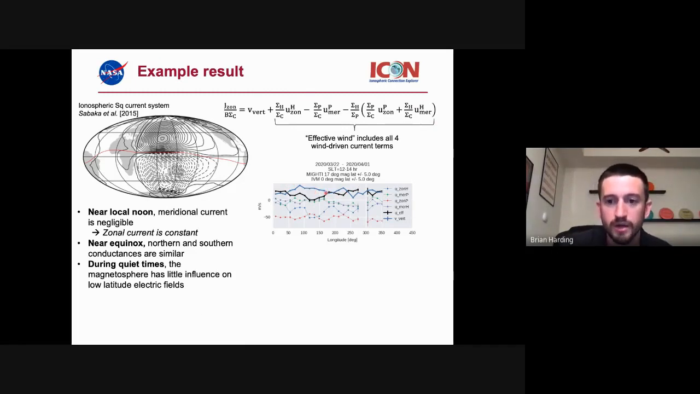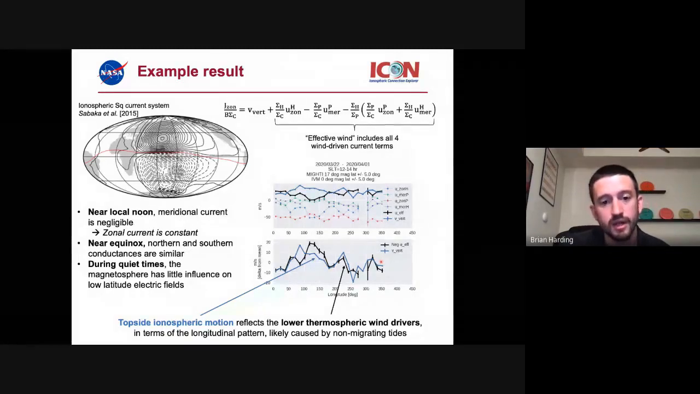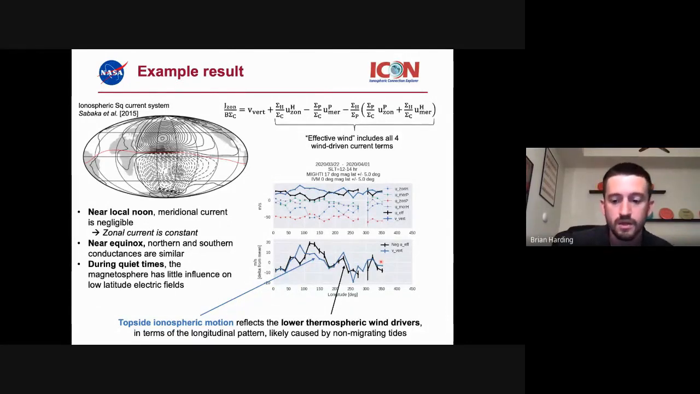Just to show this a little better, what I've done is just taken the black line and flipped it upside down and removed the zonal mean to show that there's a clear relationship between the lower thermospheric wind drivers and the electric field, the plasma drift, that has a direct contribution to the plasma density. So this represents the first direct detection of the dynamo in action in terms of the longitudinal variability, and opens up a lot of opportunities for future studies to look at how this changes with latitude, longitude, local time, etc.